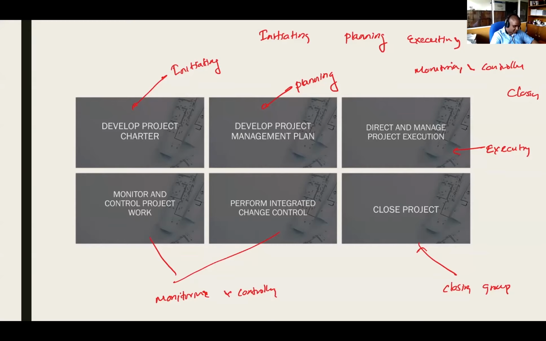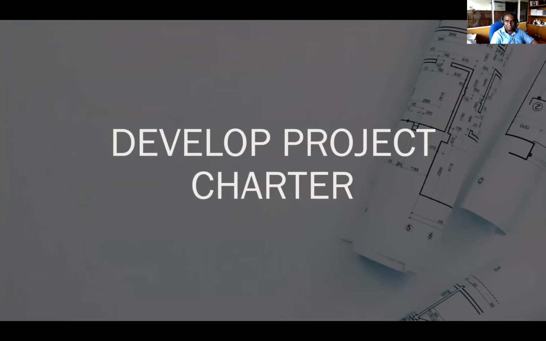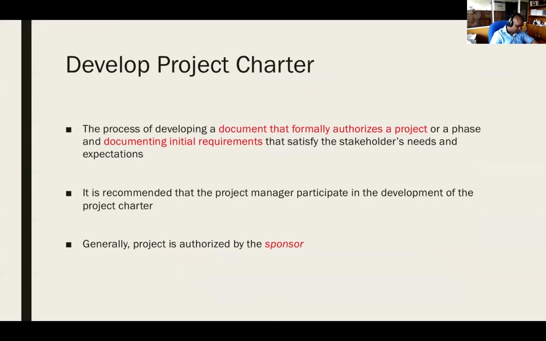We will discuss each and every one of those processes. First, we will discuss this process. Today, I expect you to know what this project charter is and develop a part of this project charter within the class. That is my intention.